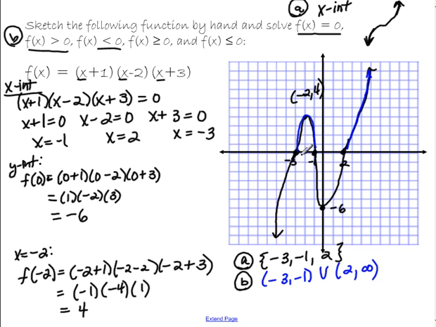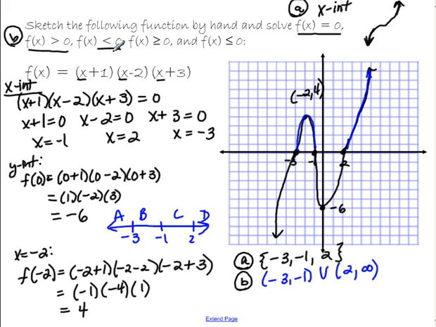Here's another way you could do this, right? Do you remember the number line method? You could plot your points that you found for where it's equal to 0 and then test points out of each region to find out the solutions to the inequality. That would be fine too.